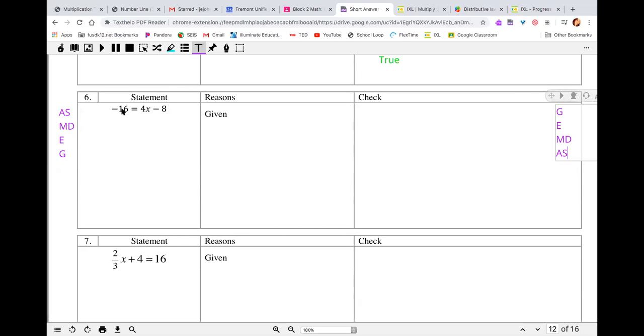So it says negative 16 is equal to 4x minus 8. So the variable is on the right side of the equation, which is okay. My goal is to get x by itself. So what do I want to do first? Because I know I need to get this x all by itself. And if I have to do order of operations backwards, what am I going to start with?